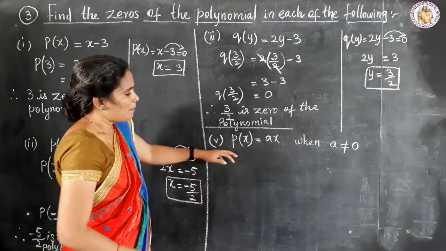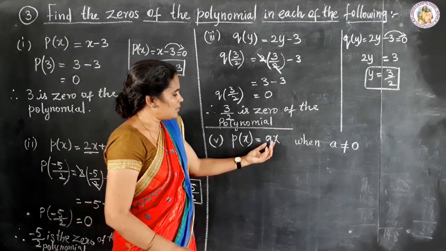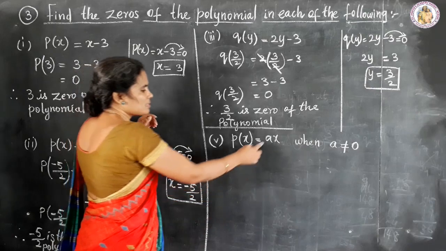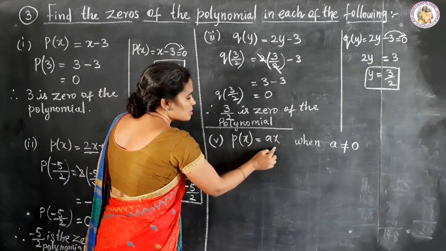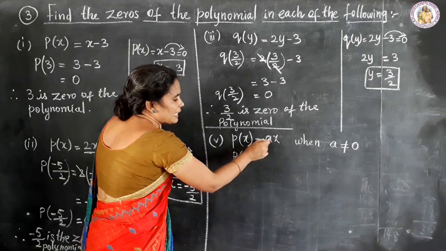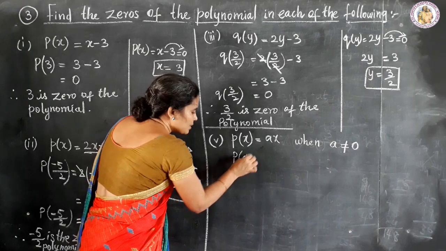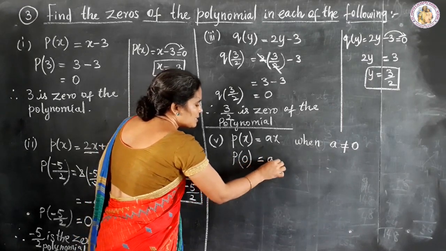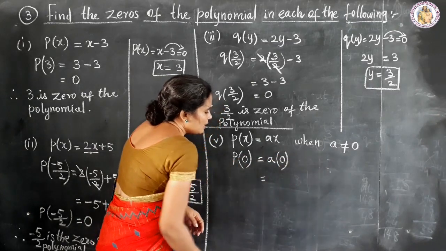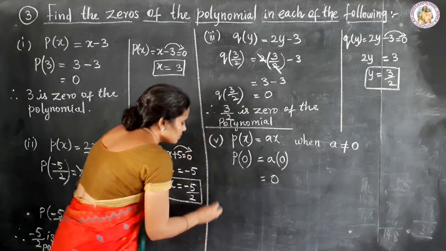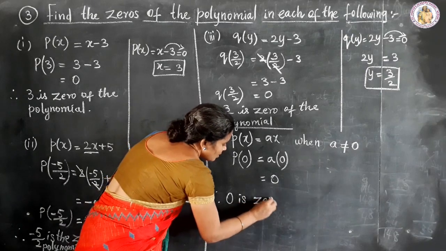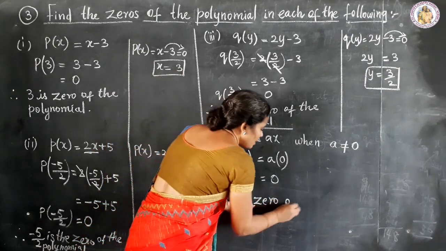Okay, question number 5. P of x is equal to a into x, where a is not equal to 0. So a is not equal to 0 means here we can apply x is equal to 0. If you apply x is equal to 0, a into 0 will become 0. So right, x is equal to 0 and a as it is, in the place of x apply 0. A into 0 is 0. So therefore 0 is the 0 of the polynomial.